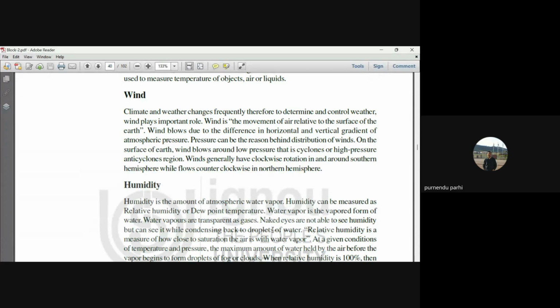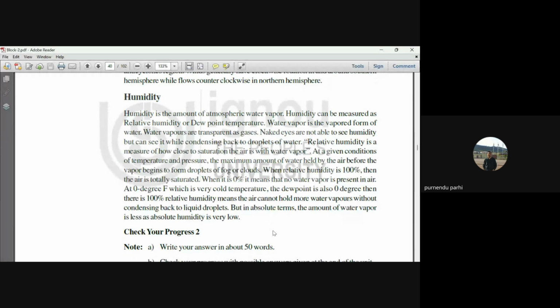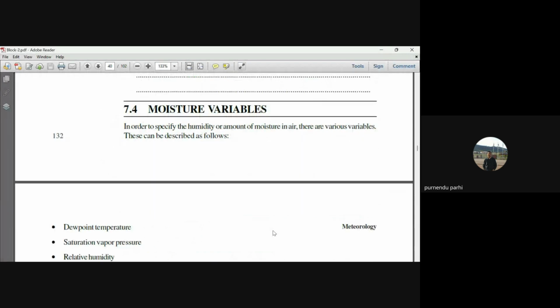Humidity is the amount of atmospheric water vapor. Humidity can be expressed as relative humidity or dew point temperature. Water vapor is the vapor form of water. Water vapors are transparent gases. Naked eyes are not able to see humidity but can see it while condensing back to the droplet of water. Moisture variable.